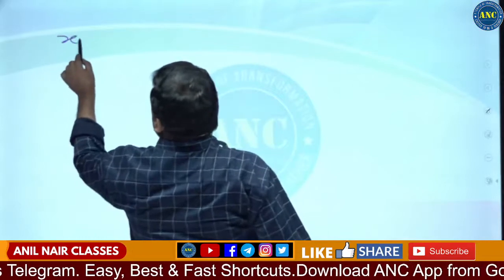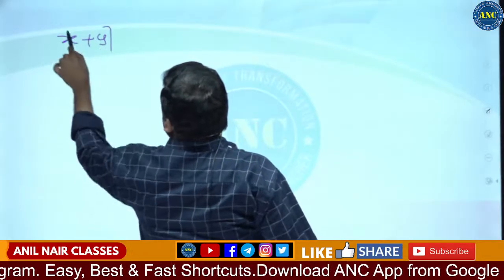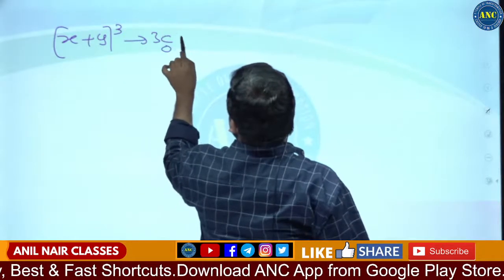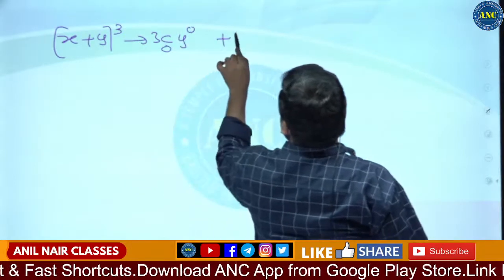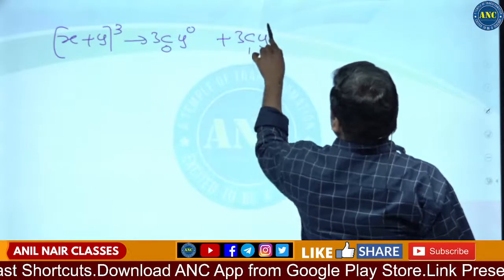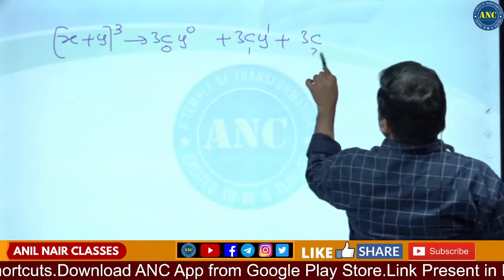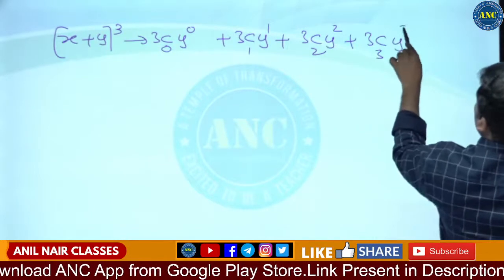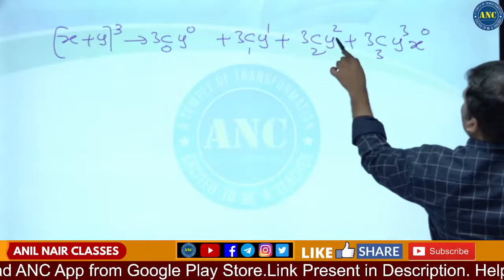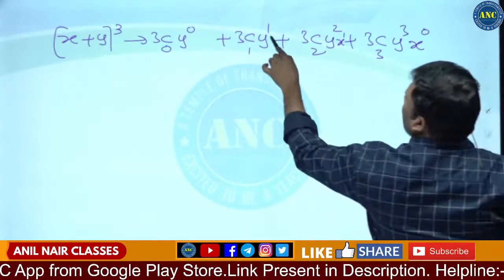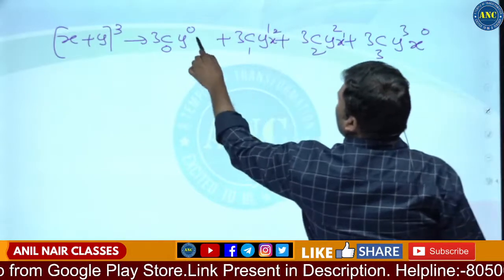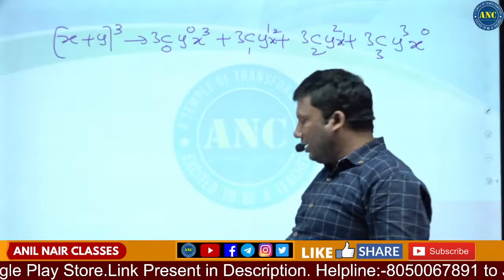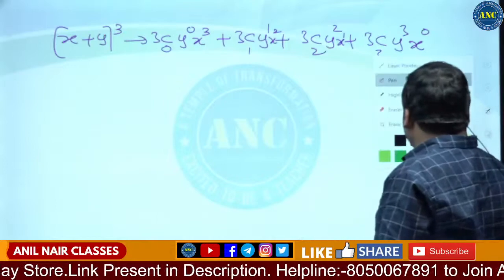X plus y power n, x plus y power 3. For example, out of 3, I am not selecting any, y power 0. Out of 3, I am selecting y power 1. Out of 3, it is y power 2. Out of 3, I am selecting y power 3. That means x power 0, x power 1, x power 2, and x power 3. Now if you see here, sum of the coefficients.